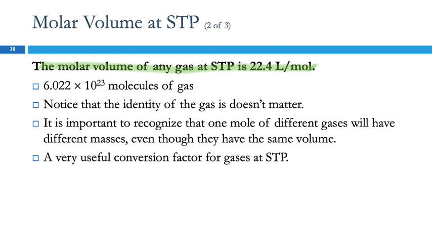So 1 mole is 6.022 times 10 to the 23rd molecules of gas. It doesn't matter what the gas is, it's still going to occupy the same volume. And that's because there's so much empty space. So again, this is a very useful conversion factor for gases.